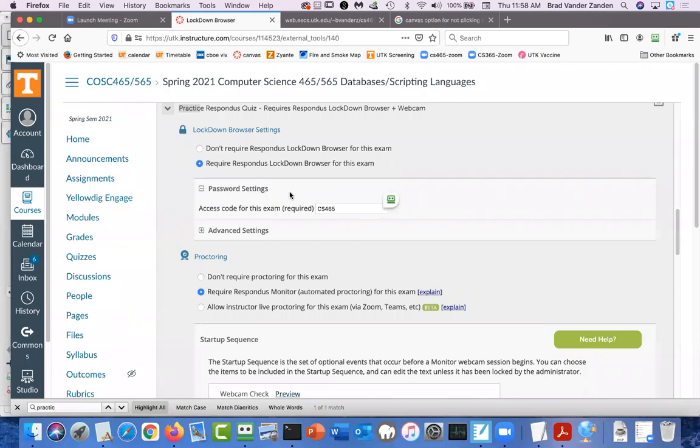I have a question. When I went in and entered the access code, it didn't turn on my camera or try to use Respondus. Is that normal? It probably used the lockdown browser. What it didn't do is use the camera. Yeah, that's right. Interesting. So should I just take it without the camera, or can I close out of this and try it again?